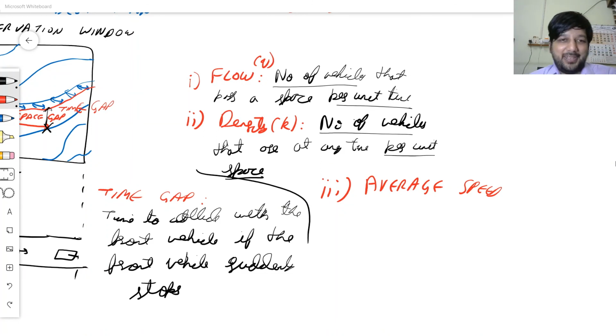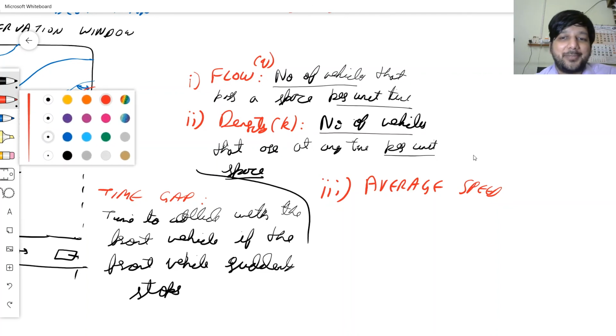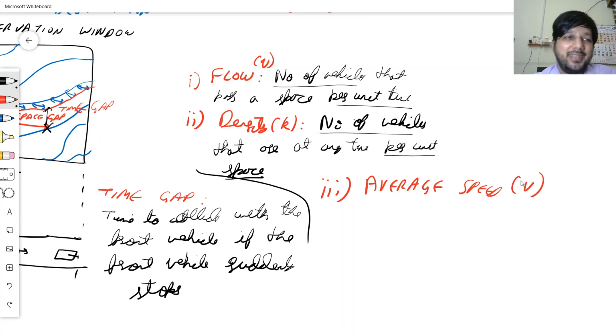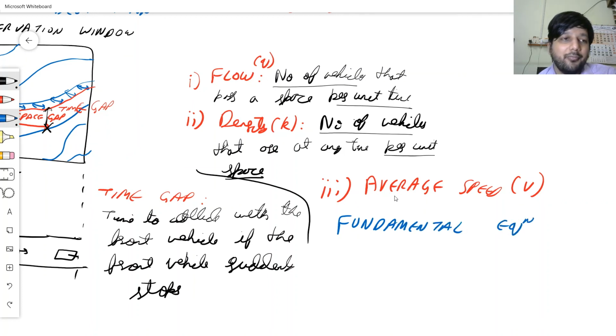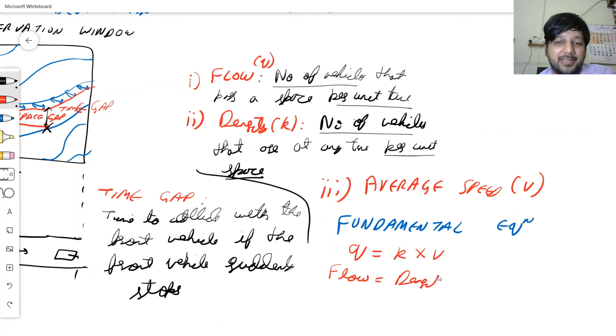So I've got three macroscopic variables, and the average speed is of course called V. There's a relationship between them, and that's called the fundamental equation. The fundamental equation says that the traffic flow is equal to density times the average speed, or flow is equal to density times average speed.